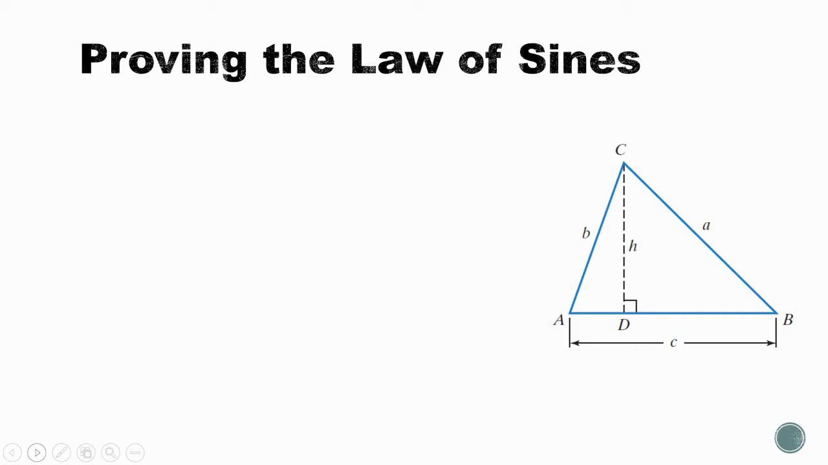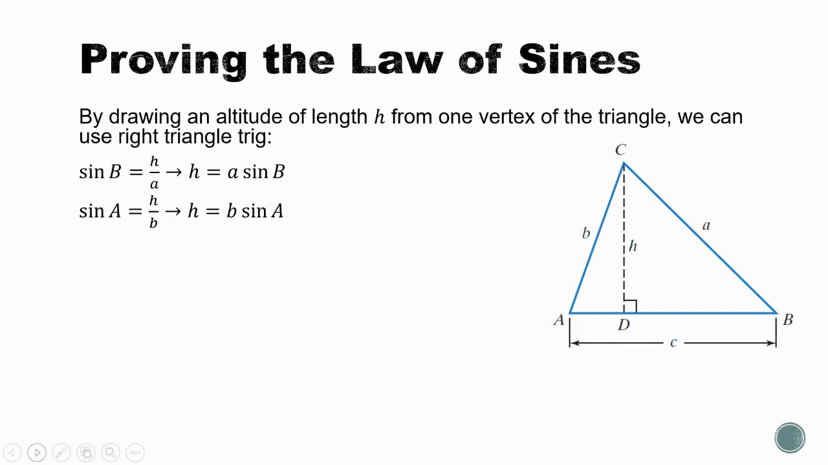So let's talk about how we could actually prove the law of sines. Obviously, you can just take us at our word, but we want to explain where this is coming from. So we're going to look at this picture here. When we have an altitude of length h from one vertex of the triangle, we then have right triangle trig. Prior to dropping that altitude, triangle ABC did not have any right angles, and so we weren't able to think about SOHCAHTOA. Because remember, with SOHCAHTOA you have to have a right angle. You have to have right triangles.